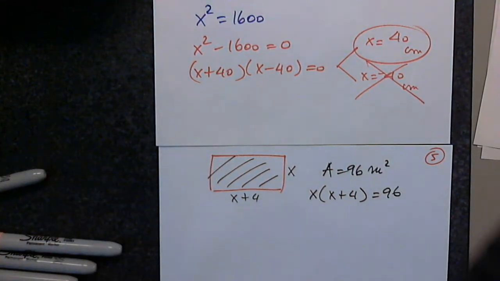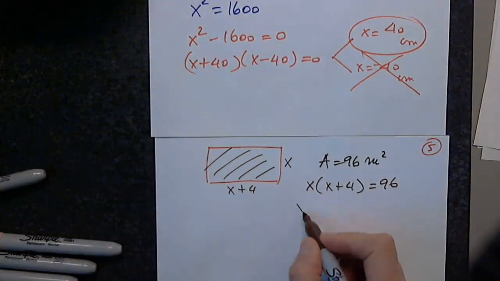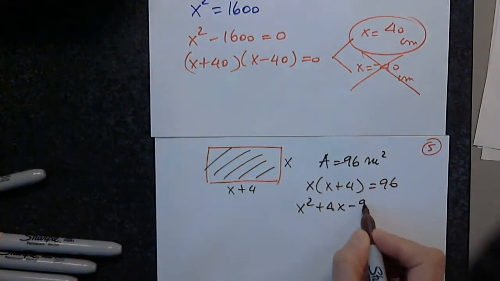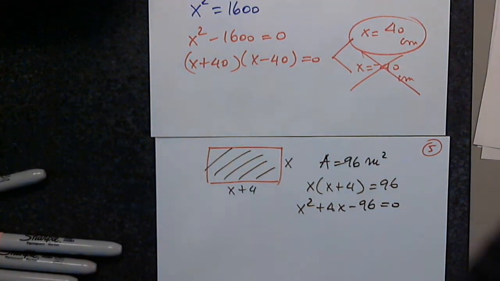Indeed. Length times width, or width times length. Better, because it's easier to write. Good. So x times x plus 4 equals 96. What now? Distribute. Yes, and then? And then subtract 96. Yes, and now we understand that we should be doing these two steps in one. Yeah, finally. Very good. X squared plus 4x minus 96 equals 0. There is no point in writing this twice. First I move 96 and then I distribute.